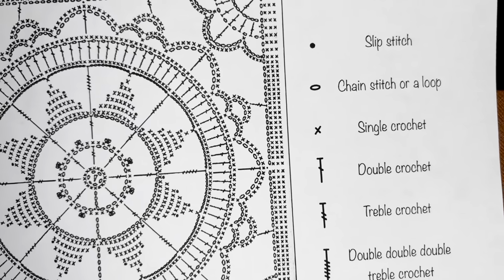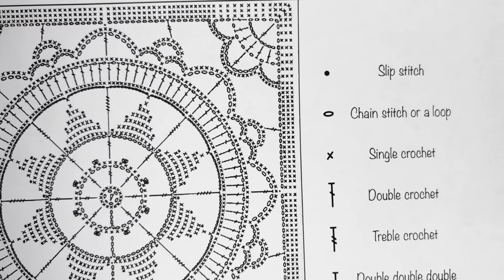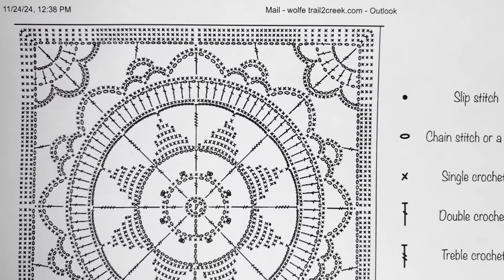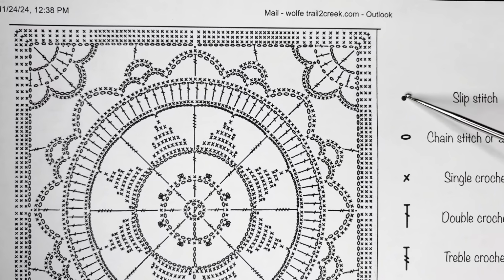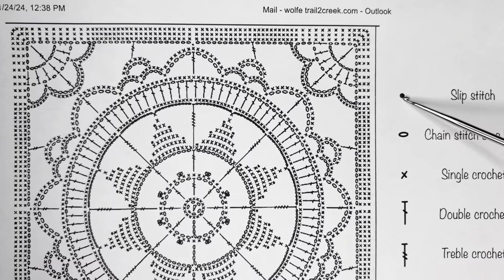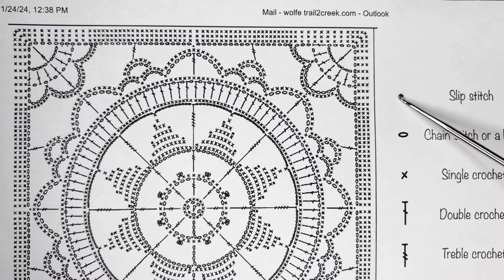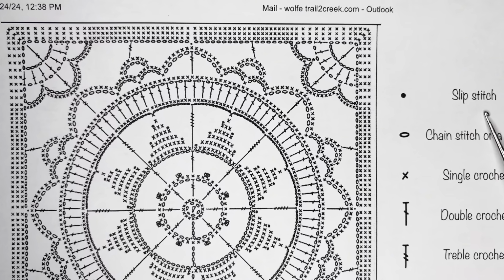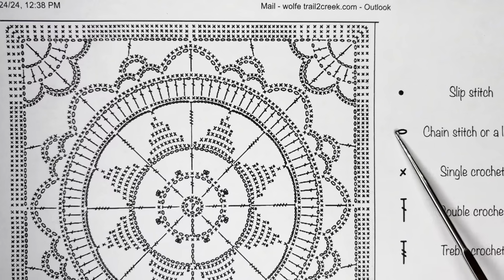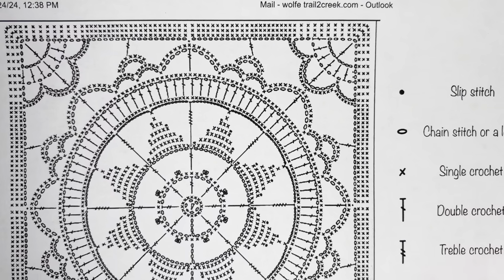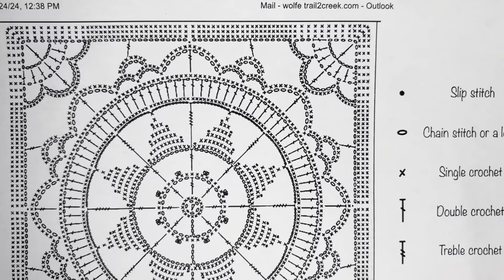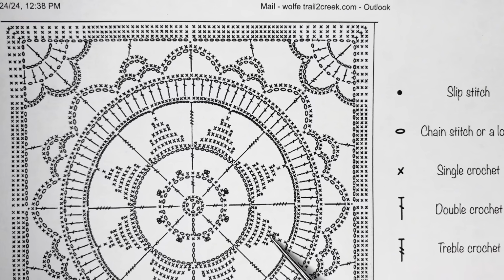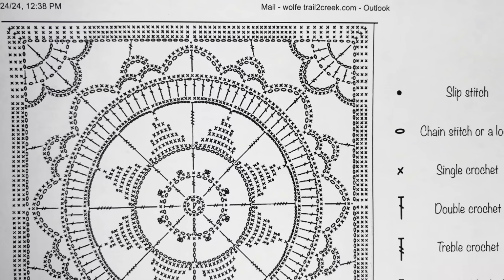So let's see what kind of stitches we're going to use here. You will see many of those ones in places where it is needed to be a connection stitch or a slip stitch, it is called. Lots of chain stitches, or sometimes I call them loops. Single crochet, they are very small ones. You can see them here everywhere.